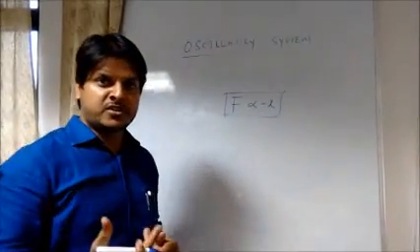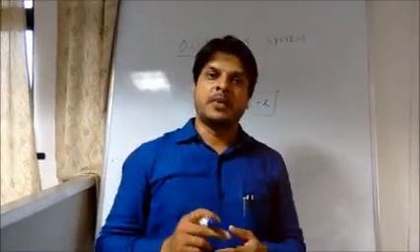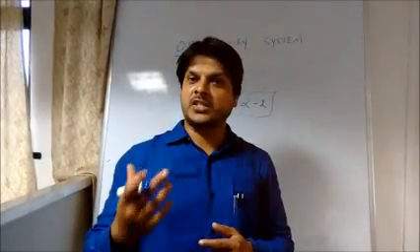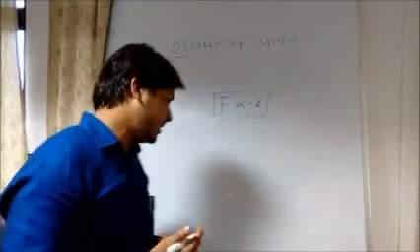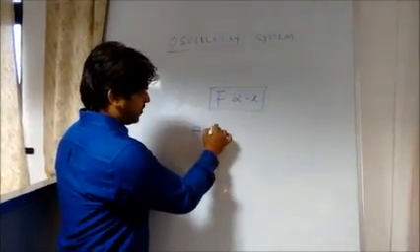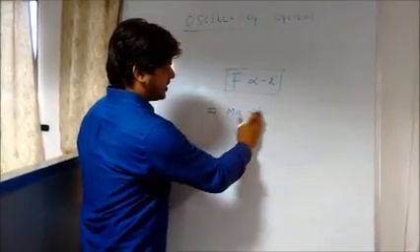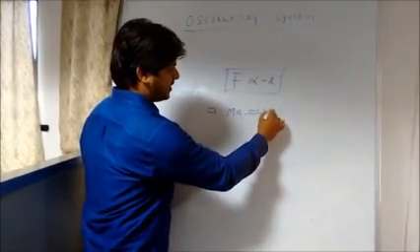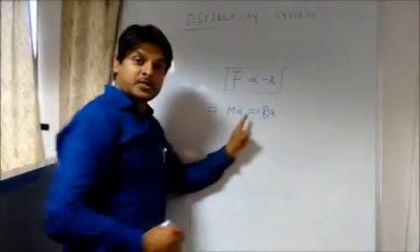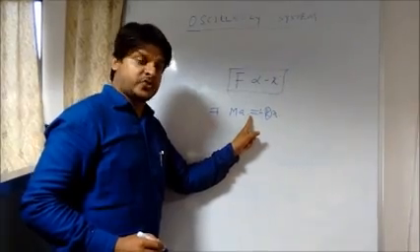If you know Newton's second law of motion, force is directly proportional to the acceleration. That means mathematically I can say force is equal to mass into acceleration, and this is the proportionality constant. I can write that constant as k. k is the proportionality constant, which is called the force constant.